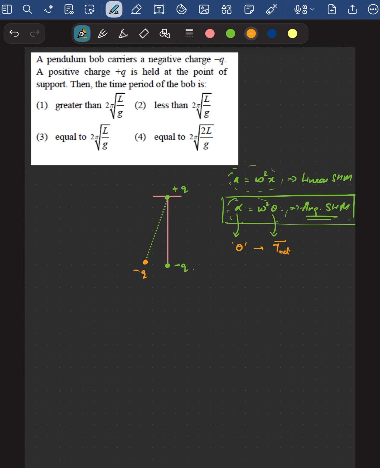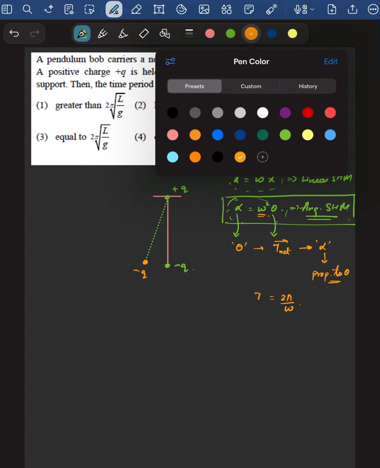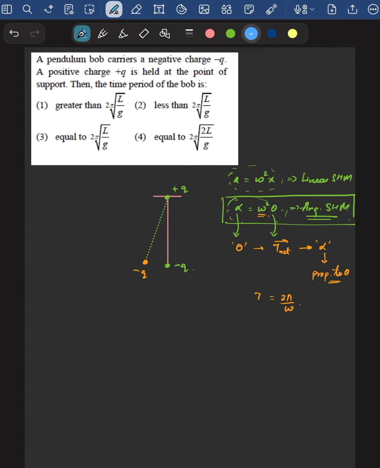And then from that net torque, we'll try to calculate what will be your alpha. And we'll try to get this alpha to be proportional to theta. And from this, the proportionality constant will be omega squared. Once we know the omega value, we know that time period will be equal to 2 pi by omega. So that's a standard approach to solve all SHM-based questions, and we'll be applying that same concept to solve this question over here as well, right?